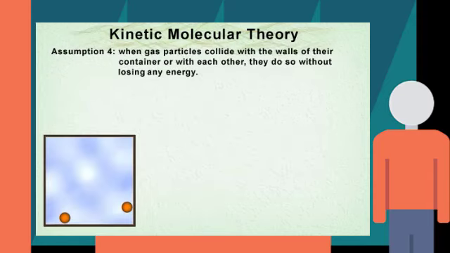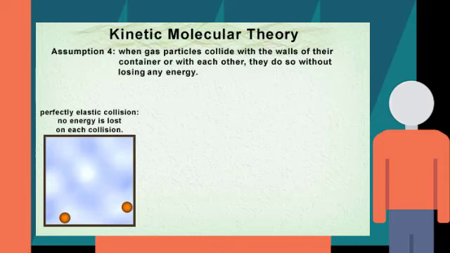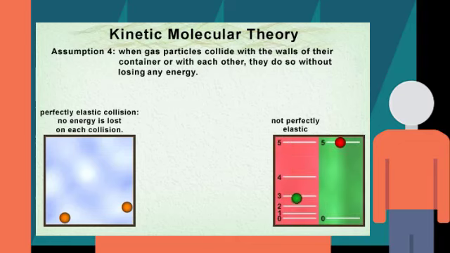The fourth assumption of the kinetic molecular theory states that when gas particles collide with the walls of their container or with each other, they do so without losing any energy. The collisions are known as perfectly elastic collisions because no energy is lost. Normally, when objects collide, they lose energy. For example, when you drop a bouncy ball, each collision with the ground causes the ball to lose energy, so the ball does not subsequently bounce as high. A perfectly elastic ball would bounce back to exactly the same height after each collision.